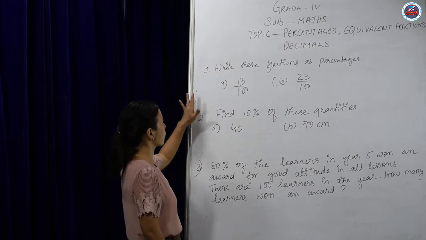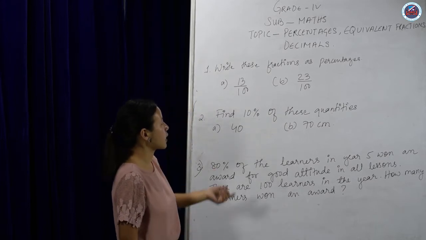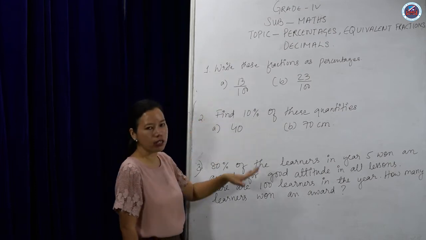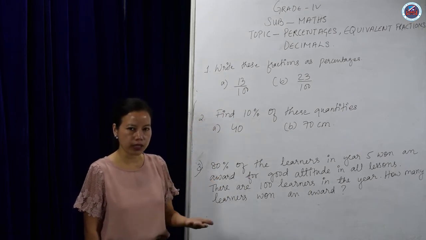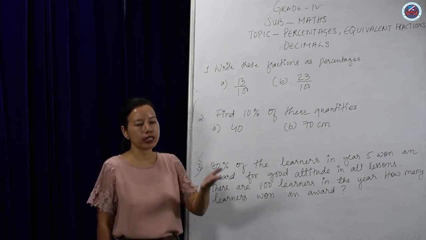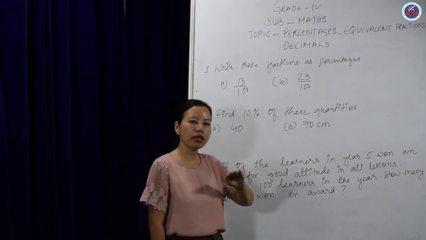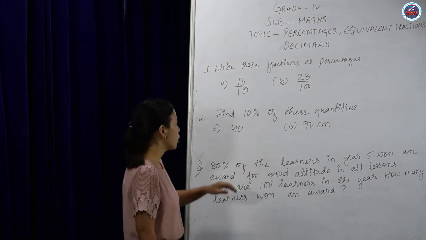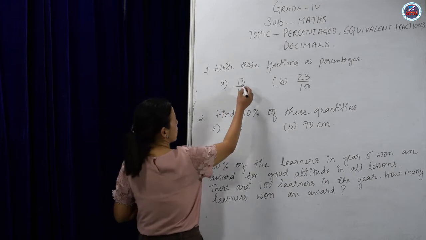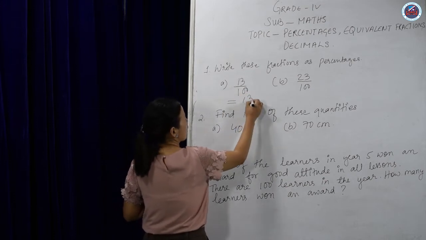So we'll practice this first one. The first question says, write these fractions as percentage. So your question is given in fraction, and we're going to change it into percentage, okay? We have learned that a percent means it's a fraction with a bottom number of 100 always, right? So I can write 13 over 100 as 13%.